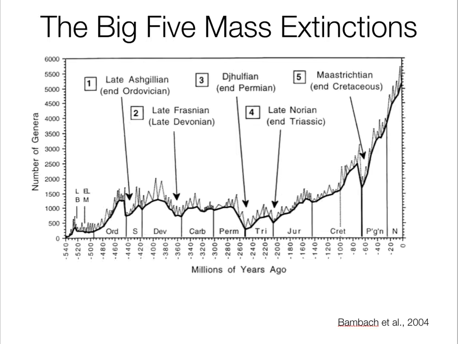So this is just a slightly different version of the Sepkoski figure by Baumbach. It also shows the other names for the mass extinctions. They're often named by the very last stage in the period. So if you see these terms, don't get confused. It's basically just the same thing. The End Ordovician is sometimes called the late Ashgillian.